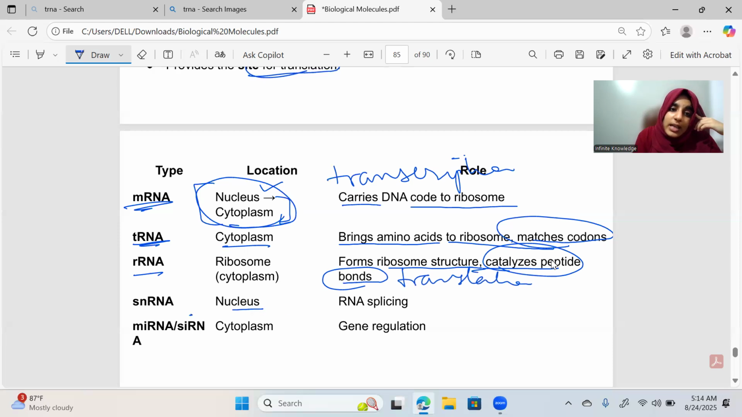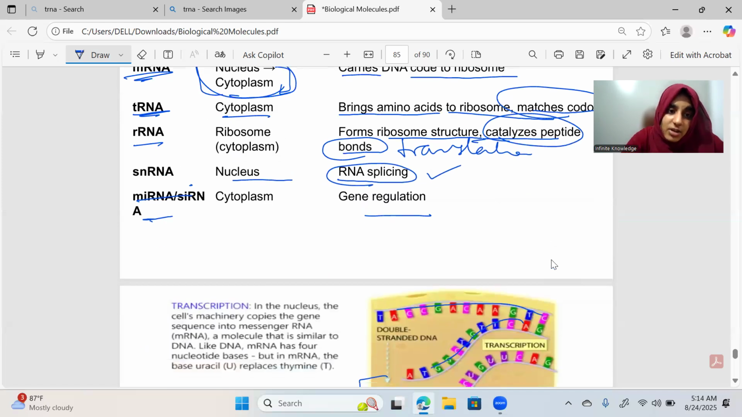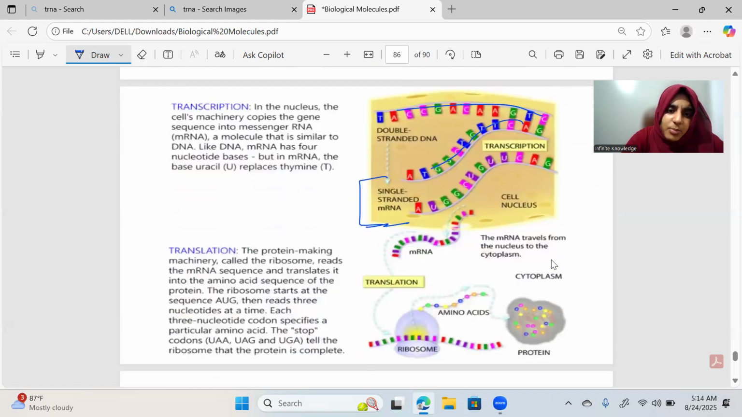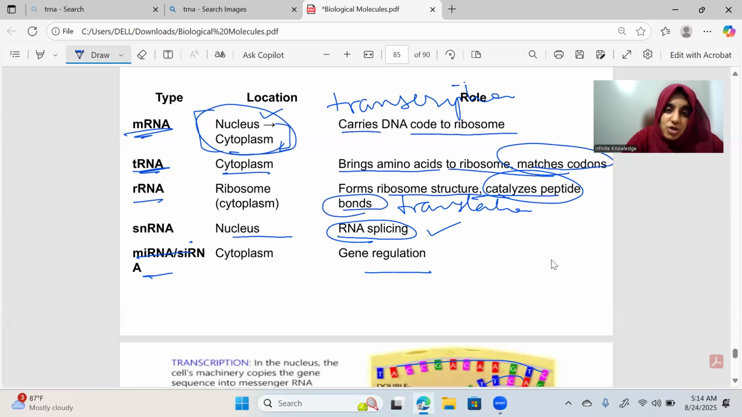Small nuclear RNA is present in the nucleus. It helps in RNA splicing. This is not important right now. We're going to study this later in the later chapters. And we have these two as well, which help in gene regulation, which are not that important. You can just remember or take a screenshot of this table, okay?